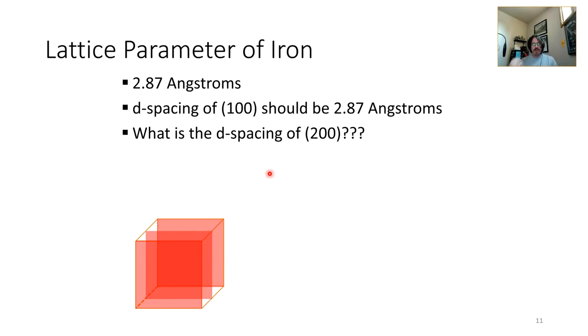Or you can visualize it, okay? So the d-spacing of 100 is 2.87. The d-spacing of 200 is half of 2.87, okay? Because it's the half space. So that's one way to think about it. And we can work it out the long way right now.